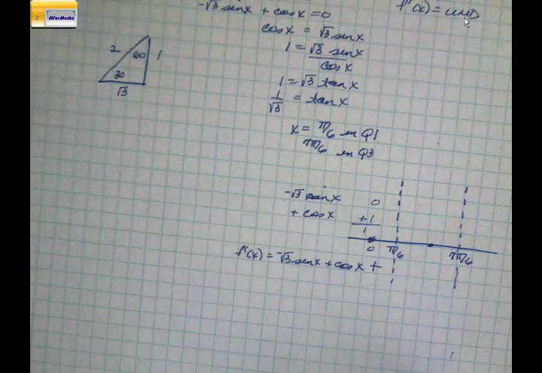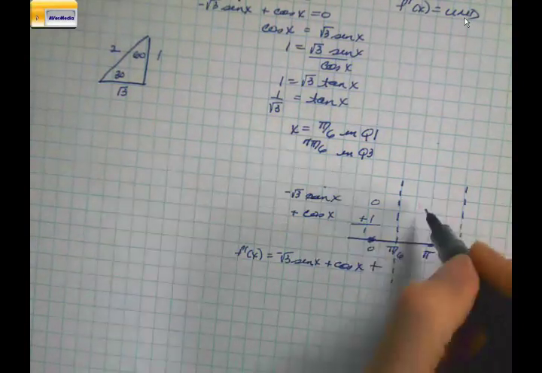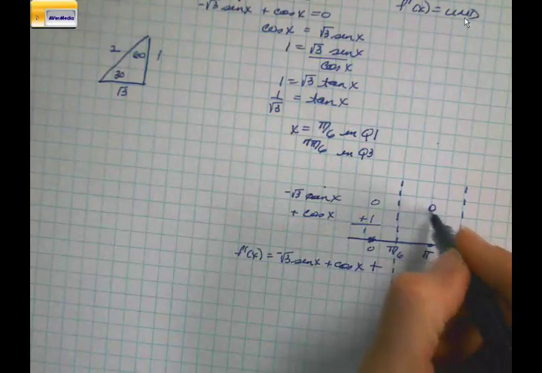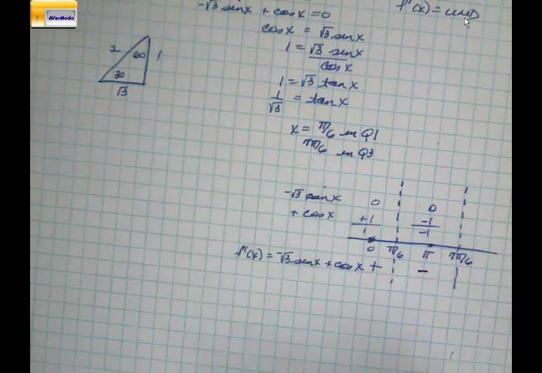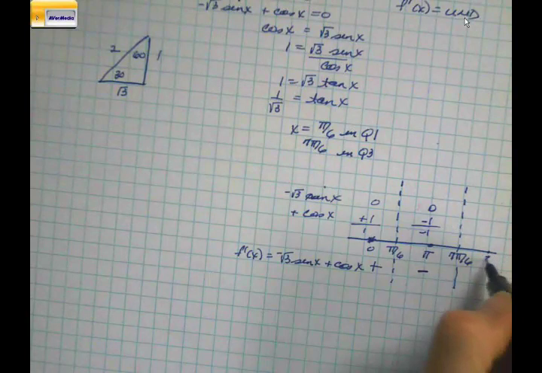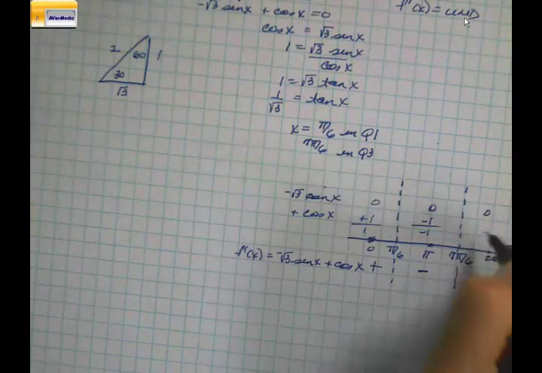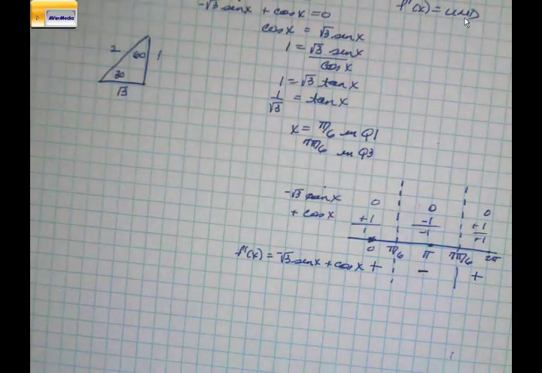If I'm between pi/6 and 7 pi/6, that's going to include pi. So sine of pi is 0, and cosine of pi is negative 1. So 0 plus a negative 1 is a negative 1, which makes this a negative sign. If I pick 2 pi, sine of 2 pi is 0, and cosine of 2 pi is 1, and 0 plus 1 is a positive 1, which is a positive result.